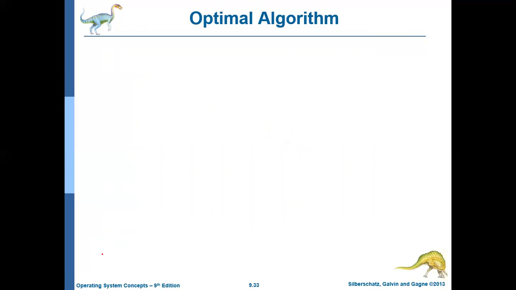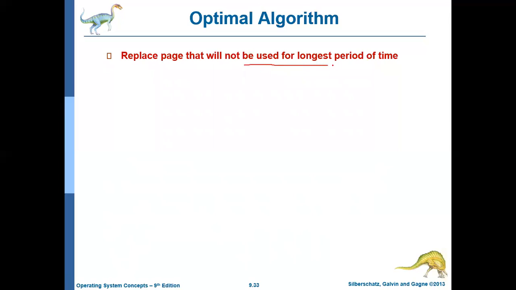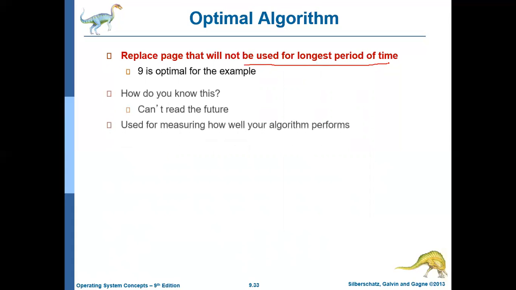The next replacement algorithm that we'll be discussing is the optimal page replacement algorithm. The FIFO algorithm says to replace the page that came first. But the optimal algorithm says to replace the page that will not be used for the longest period of time. Based on this principle, the optimal algorithm works.